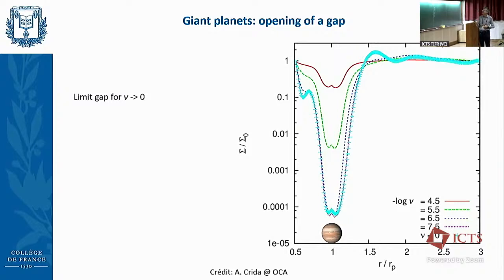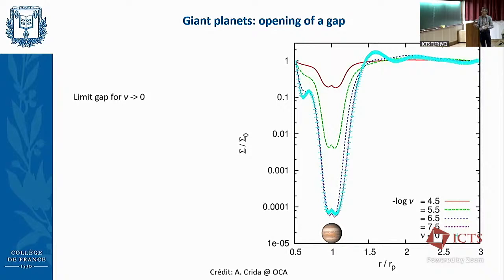And you see that if the viscosity is high, the gap is relatively shallow. So it's not even a factor of 10, right? The depletion of the gas at the planet location, even if this planet is Jupiter, because the viscosity is so high, the density is just reduced by a factor of 5. But then if you reduce the viscosity in the simulation, you see that the gap becomes deeper, as expected in Varnier's paper.